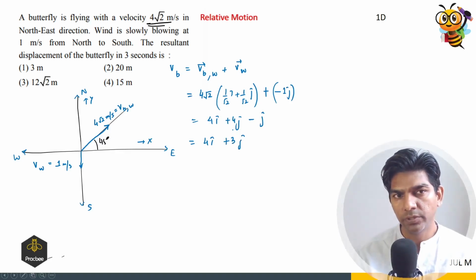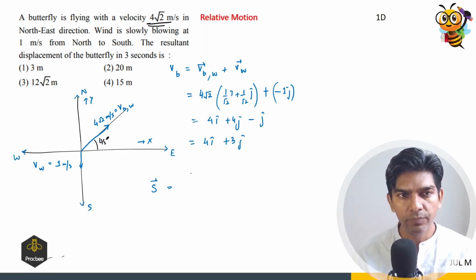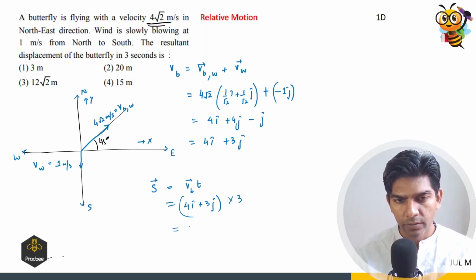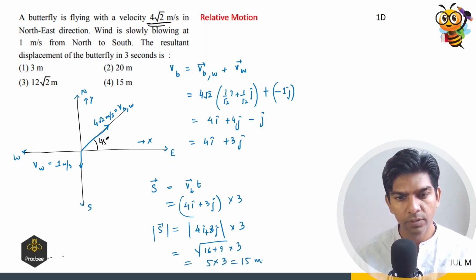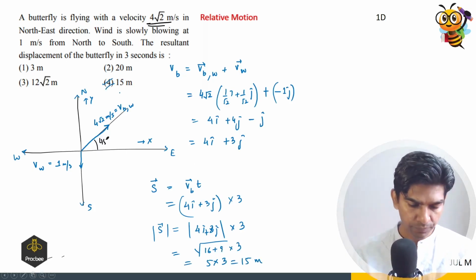Now we got the velocity of the butterfly. So the resultant displacement, it is moving uniformly. So displacement will be v times t, and this will be 4 i cap plus 3 j cap times the time, which is 3 seconds. Let us take the magnitude of this, 4 i cap plus 3 j cap times 3. The magnitude of 4 i cap plus 3 j cap is root of 16 plus 9, times 3. So it will be 5 times 3, so 15 meters. So option 4 is the right answer.